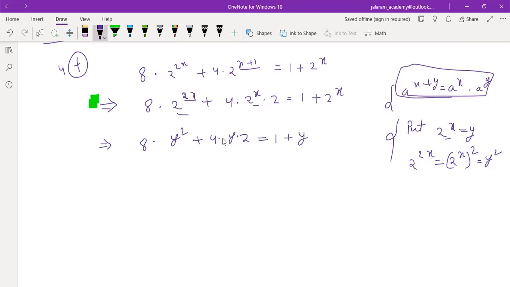Anyone has doubt? Then raise your hand. Otherwise, we will continue. Anyone has doubt? Then only raise your hand. Understood, everyone? Okay.